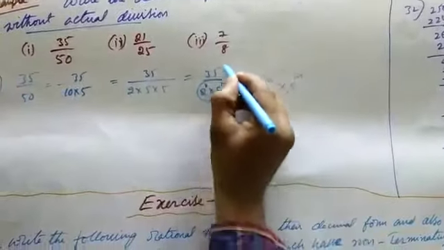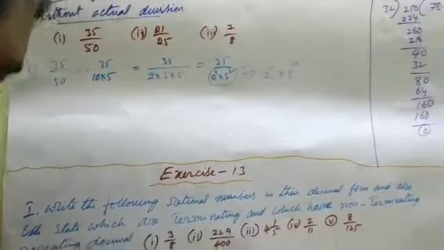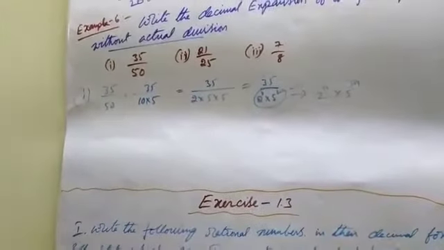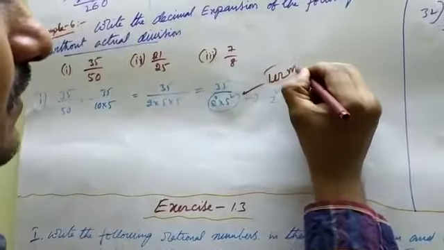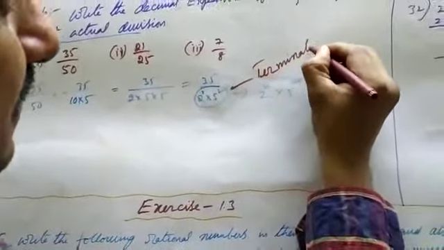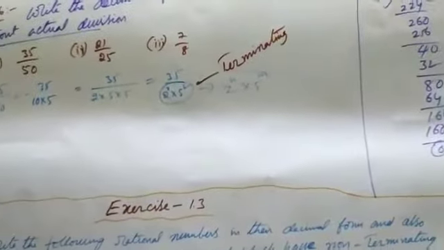This is like, the total number is terminating. The total fraction is terminating.